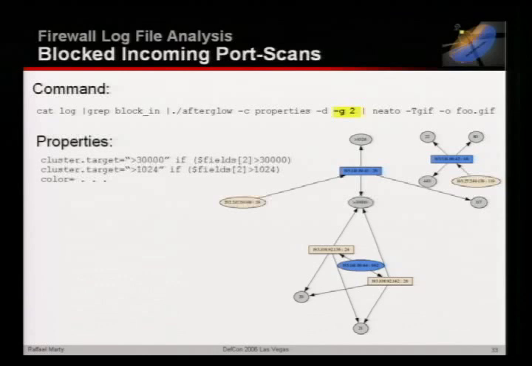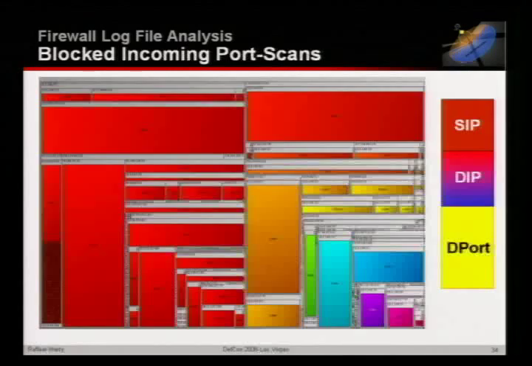So it's basically saying the node should be bigger than 30,000, just that string, if the third column is more than 30,000. That's taking care of all the ports higher than 30,000. And then I say, well, everything else, if it's bigger than 1024, I want to cluster it again. And then the rest I'll leave alone. I want to see those individual ones. And again, I used the -G, and this basically gave me the graph on the right. This is kind of how you can find port scans.